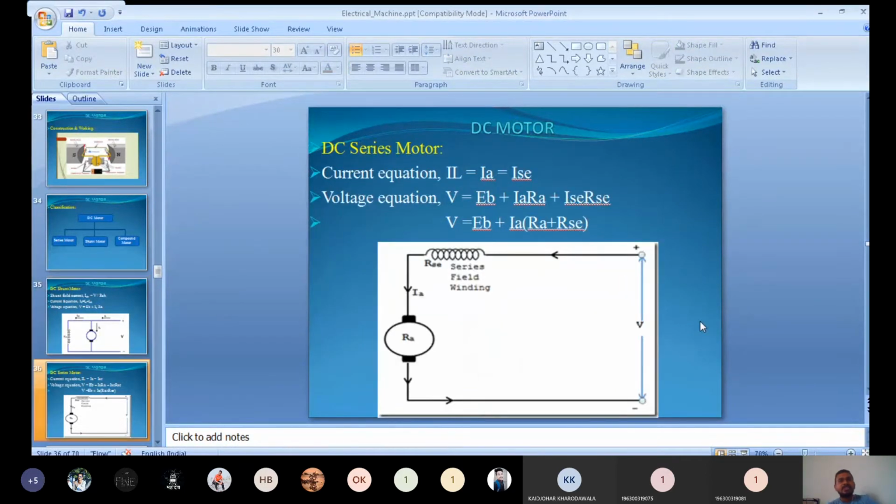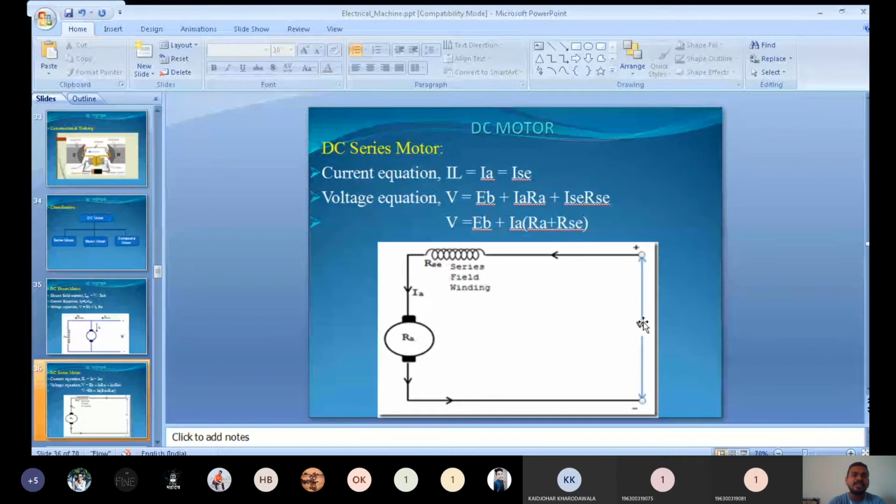Now the DC series motor. How can we define the DC series motor? The field winding and armature winding are both connected in series and it operates on DC, that's why it is known as the DC series motor. This is the one field winding. It is connected in series with the armature winding, and DC supply is given. That's why it is known as DC series motor.